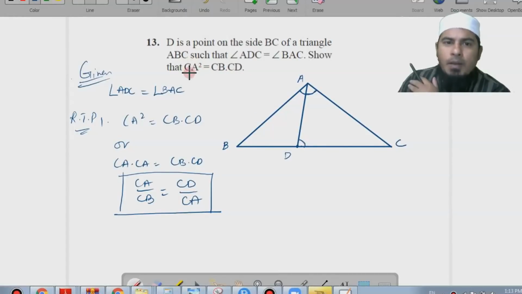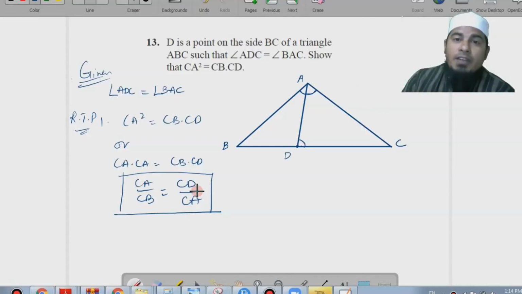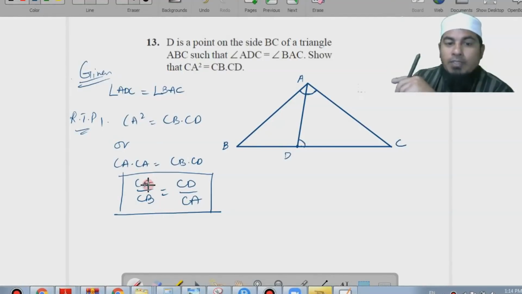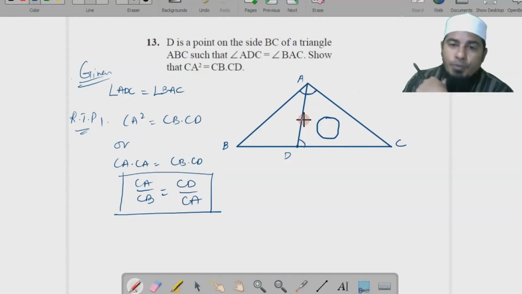Whenever this type of multiplication of the sides is given, can we make them a ratio? So CA square is equal to CB times CD. CA square can be CA times CA, and I am transposing to the other side to get CA by CB is equal to CD by CA. Because if I prove two triangles are similar, then by CPST the sides are proportional, and I will get this type of ratio. So which sides make what triangles? CA and CB, CD and CA. It means that I need to prove the smaller triangle and the bigger triangle similar, then I will get this.